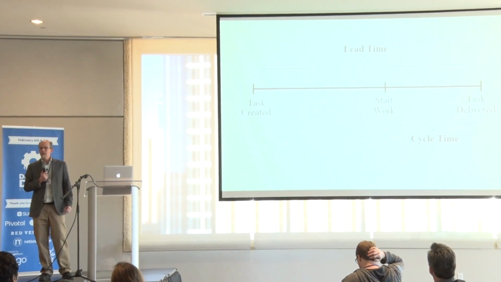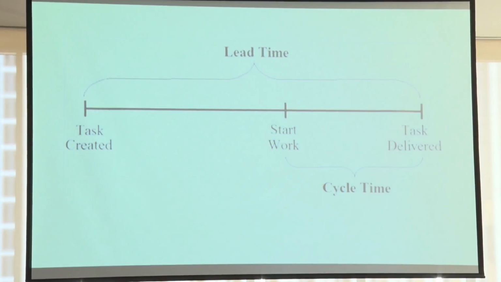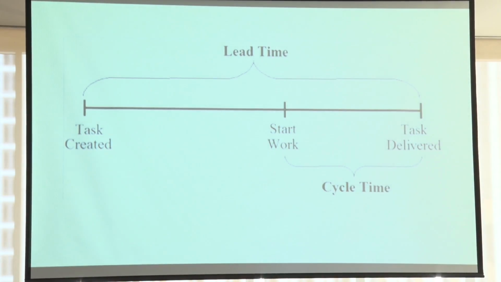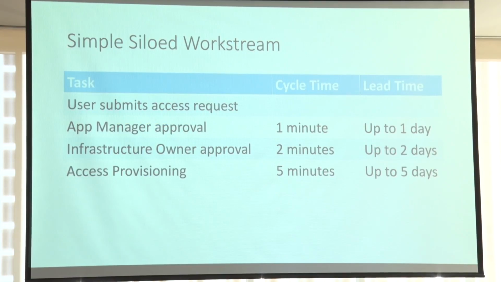One, lead time. That's from the point in time when a project is going to begin until it's delivered. And then there's cycle time or process time, which is essentially the amount of work or the time it takes to do work. And I want to go through a really simple example of creating a new user on a system. A request comes in, there's a couple of approvals, and then that access is provisioned. You can see that there's some handoffs in there and there's some delays potentially.